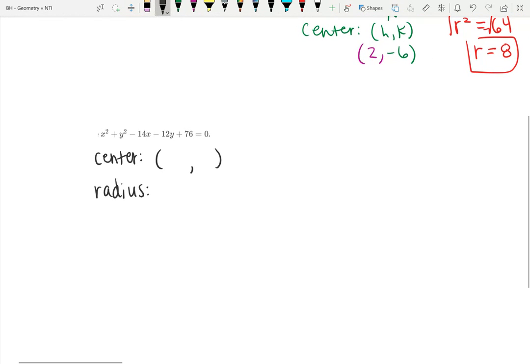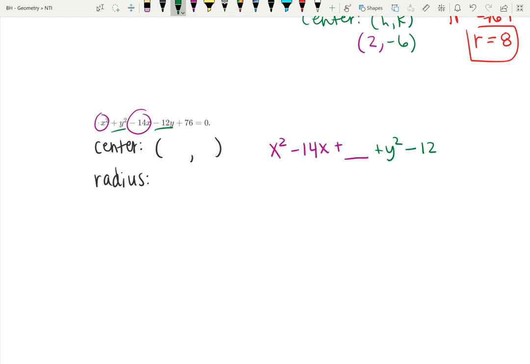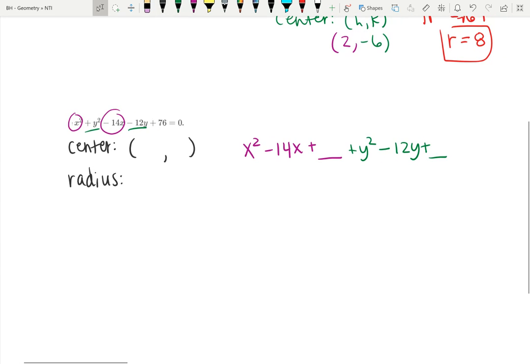Okay? So we've got to reorder this equation by putting our x's together. So we have x squared minus 14x. Don't forget to leave your blank for when you complete the square. Group your y's together. Leave your blank and then finish out that equation. You've got a plus 76 equals 0. So now we've got to complete the square twice with the x's and the y's.